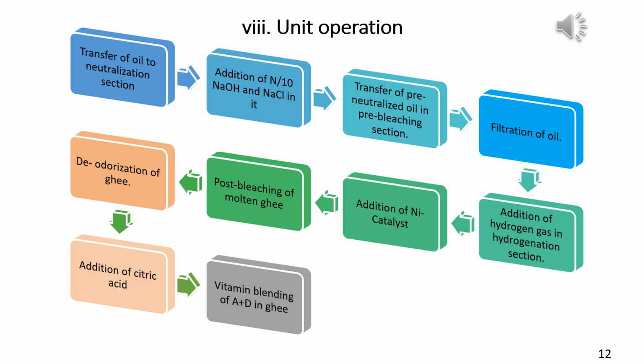Here our oil is transformed into the form of molten ghee. In this section the ghee is prepared. So now our ghee is ready. Now we transfer it to the next section, which is the deodorization section.